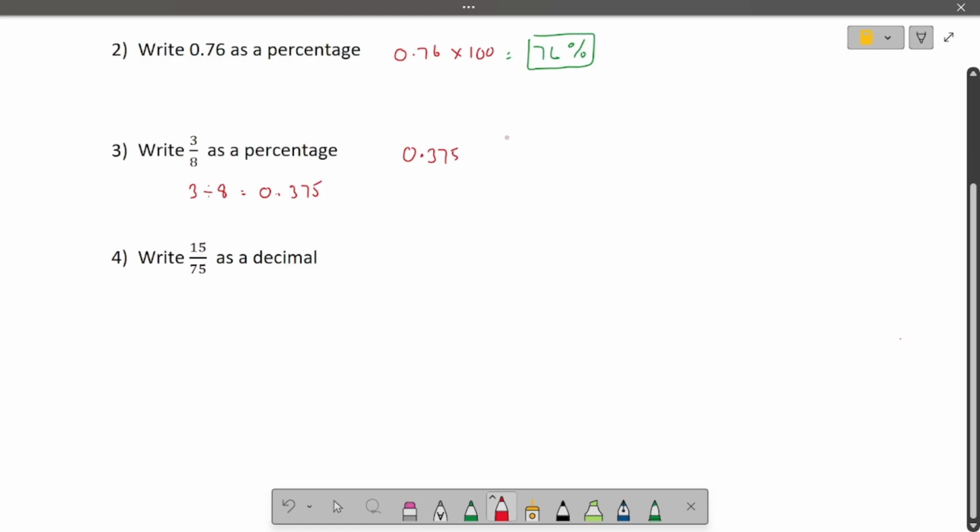To turn that decimal into a percentage, all we need to do is multiply by 100. And remember, as we do that, okay, the decimal point is going to shift 2 spaces to the right. As I say spaces, I mean 2 place value columns, 1, 2. So the decimal point should appear between the 7 and the 5. This will give me 37.5%.